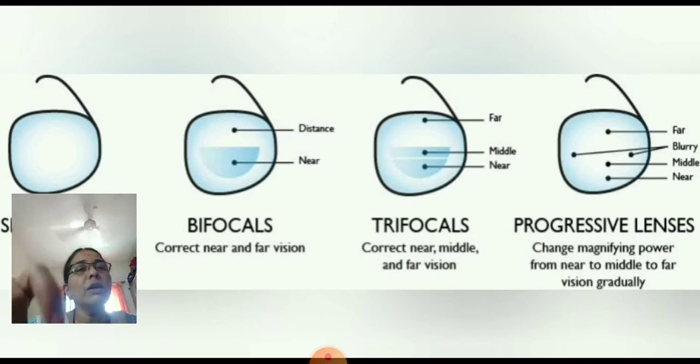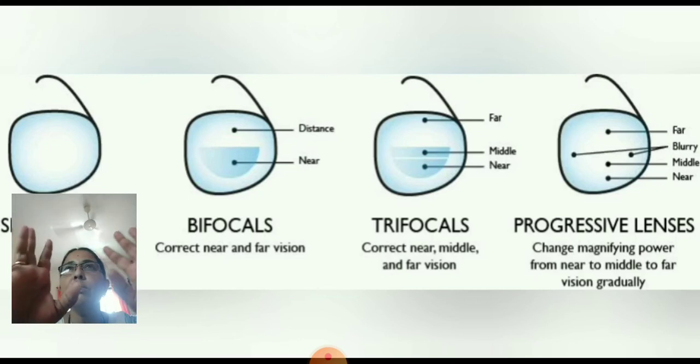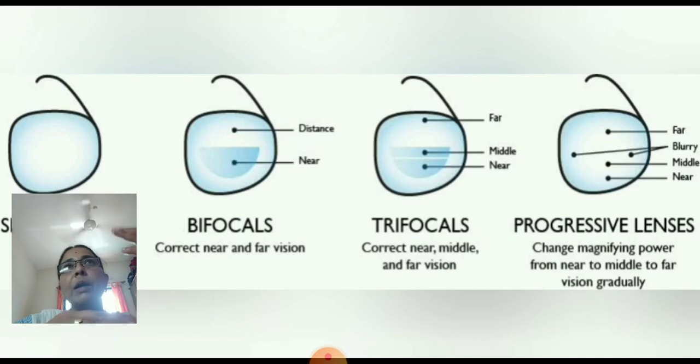The other one is the progressive lens, which changes the magnifying power gradually from near to middle to far vision. Wherever you want to see, it can change the power of that lens. So that is the progressive lens. After the age of 50 or 60, these types of lenses are applied for the eyes, so that you can correct your vision and see things clearly.